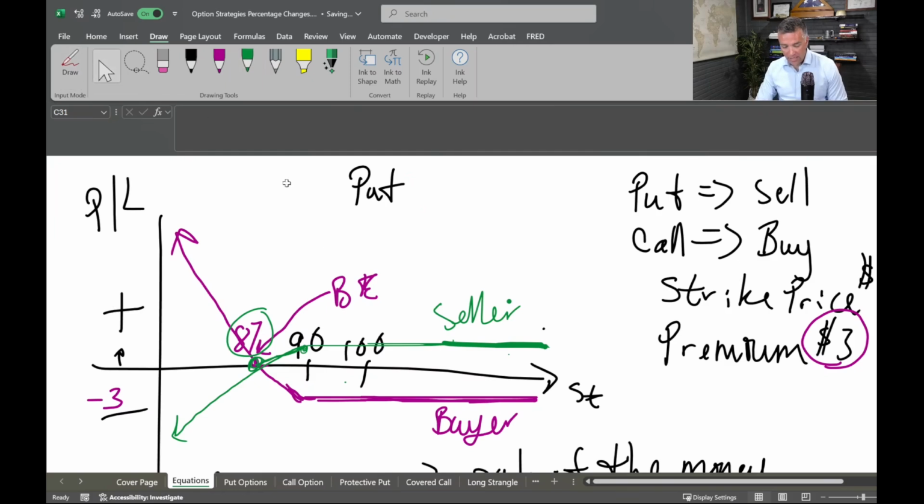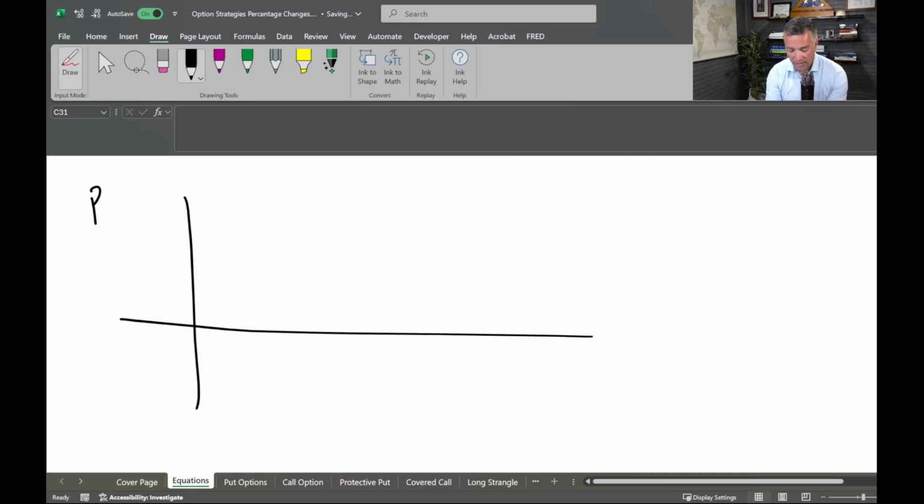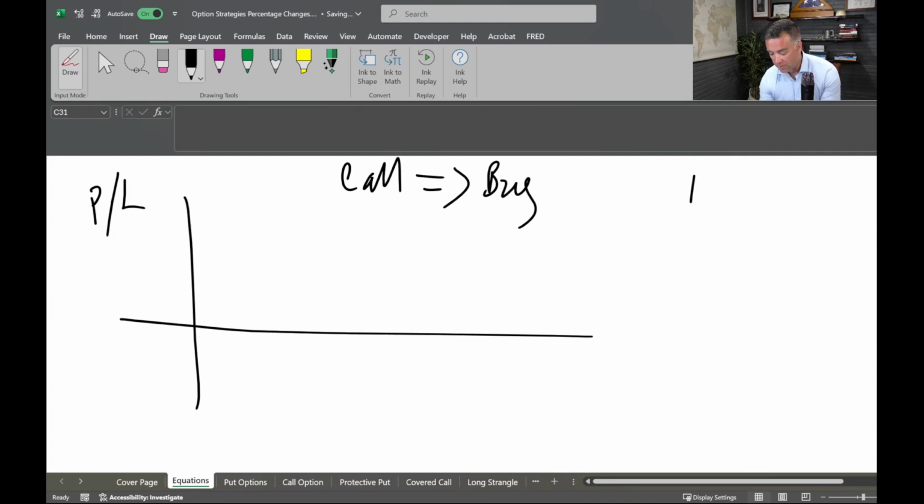All right, now let's look at what a call would look like. So I'm going to draw this again, our profit loss, and this is going to be a call, which is a right to buy an underlying asset for a certain price. We have to know the premium. The premium in our example is going to be 3. The current stock price is going to be the 100, just like we did before.